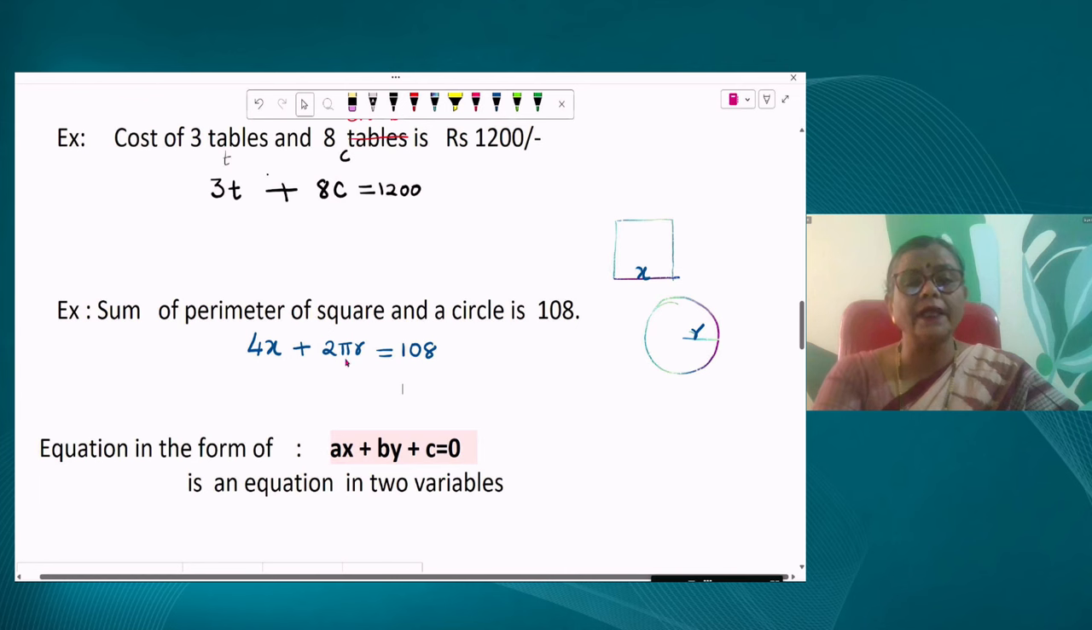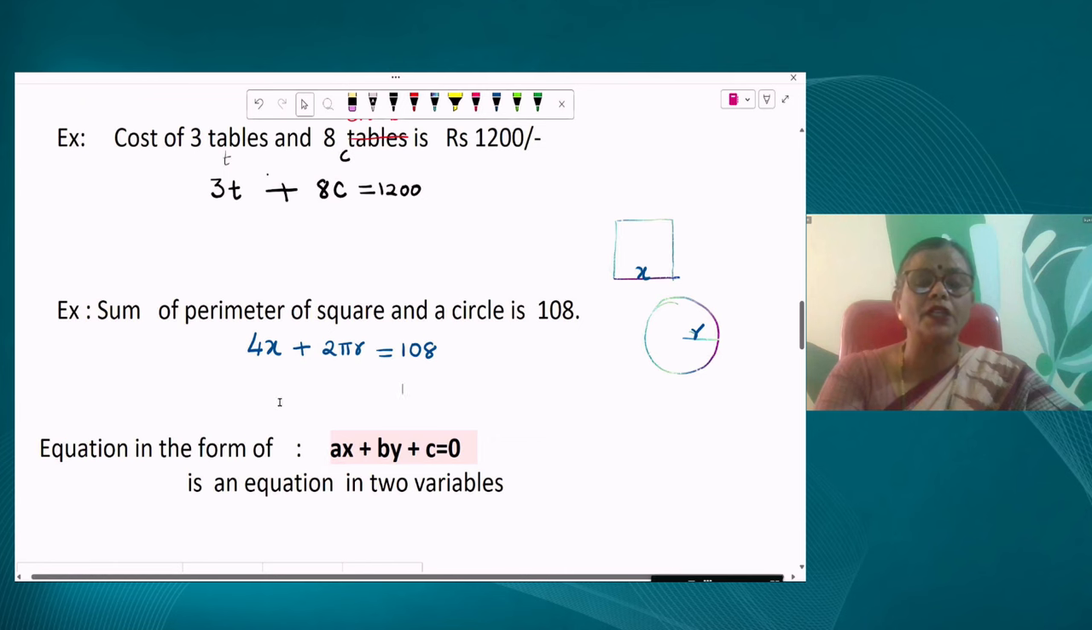Now here, x and r are unknown. 4, 2, pi, 108, they are all numbers. So we have these numbers in combination with unknowns. Here there are two unknowns, x and r, because there are two objects here, square and circle. So we come across an equation, because the left hand side is equated to something. It's 108. So that means it is an equation in two unknowns, that is, in two variables.